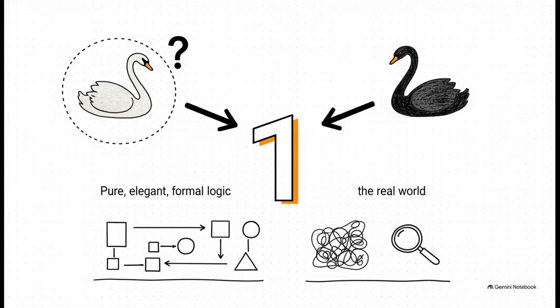To truly understand the limits of pure logic, think about the number one. The famous philosopher Karl Popper claimed that to logically disprove the theory that all swans are white, you only need to find exactly one black swan. Pure, elegant, formal logic, right? Well, let's look at what that actually entails out in the wild.